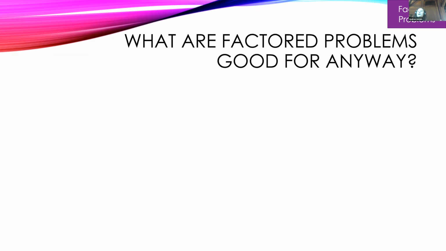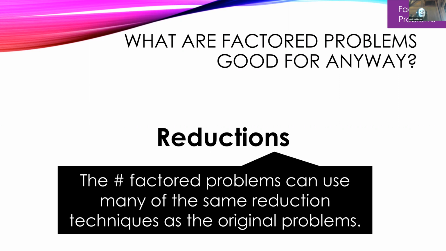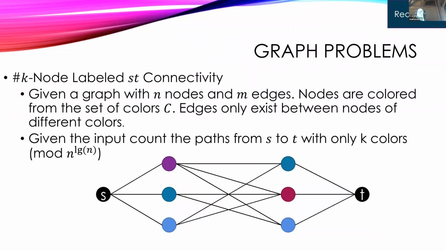So what are these factored problems good for anyway? Reductions. The convenient thing about them is that these counting factored problems can use a lot of the same techniques that the original problems we're reducing from can use. And why? It's because they look very similar. They have a lot of the same structure and combinatorial vibe to them. Yes, we have this increased representativeness of these sets, but it turns out that a lot of reductions still basically work. I'm going to give a super high-level description of one of our reductions, this counting k node labeled ST connectivity problem.